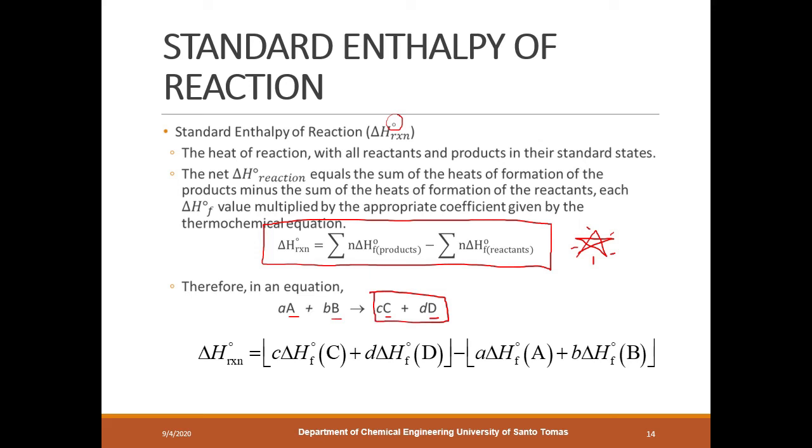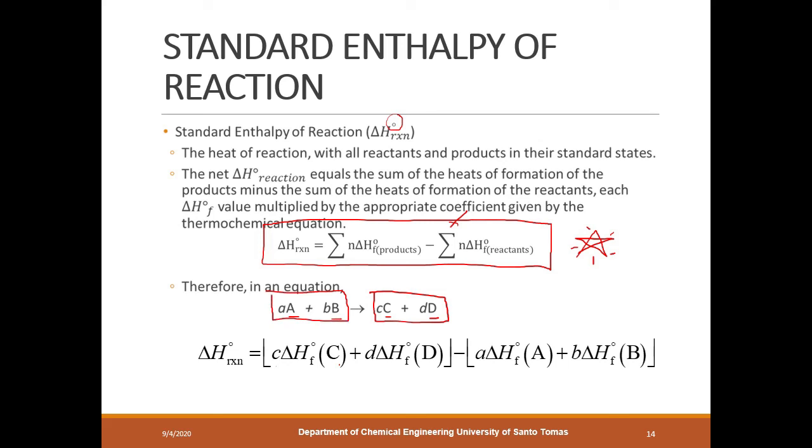So, we will be determining the heat of formation of substance C and multiplying that by the coefficient of substance C in the equation. Then, since this is a summation symbol, we add to that the heat of formation of substance D multiplied by the coefficient of substance D in our equation. Now, we do the same, only that we subtract the values coming from our reactants.